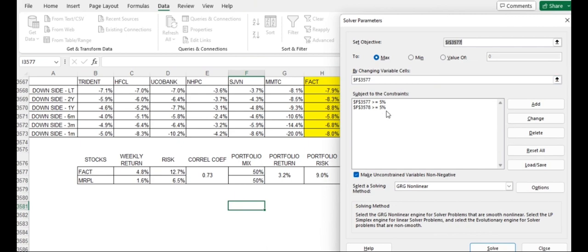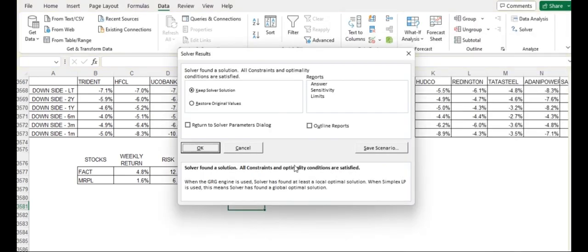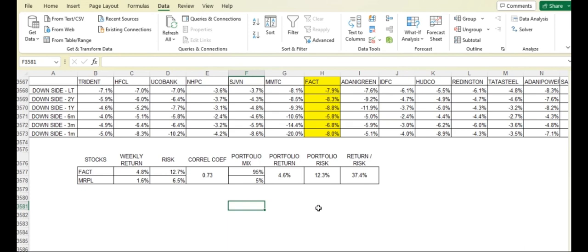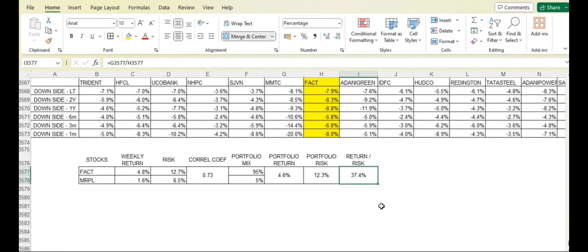Now that we've put all the constraints and the necessary objective function, let's click on solve, and it will automatically solve the portfolio mix. And the portfolio mix here is highly favored towards fact, because remember, fact is giving not only a high return, but the volatility is not as high as returns. So from that perspective, the mix is 95 to 5%, and this is the return adjusted against the risk of the portfolio. As you can see now, the portfolio has a higher return to risk ratio.